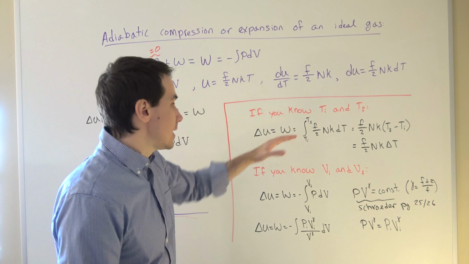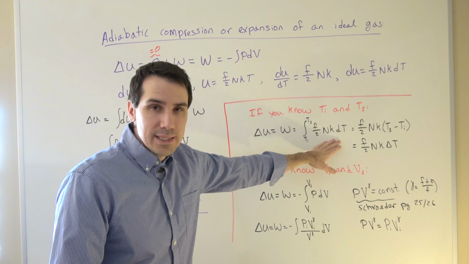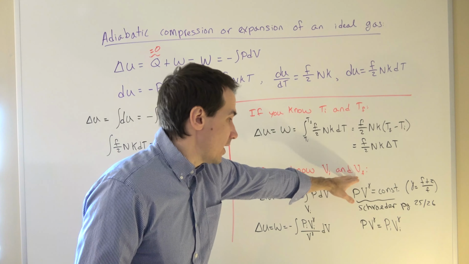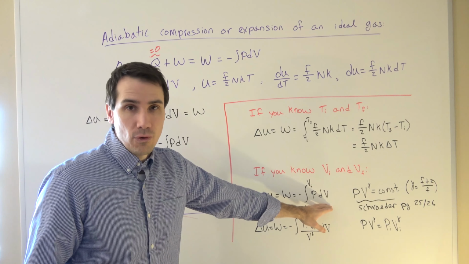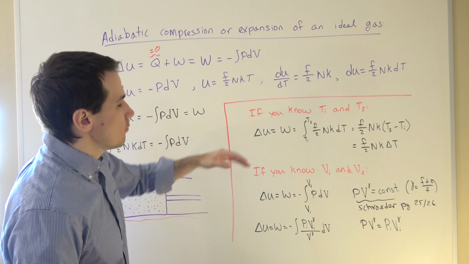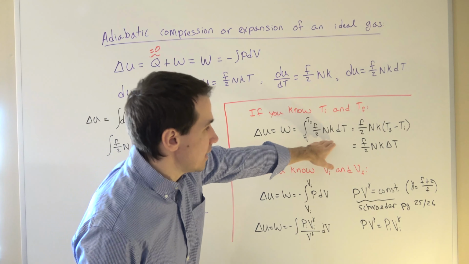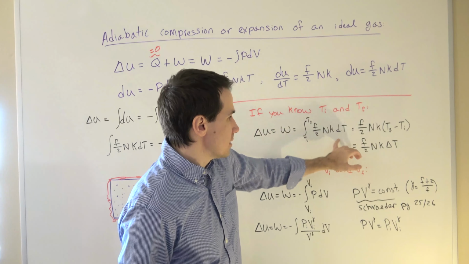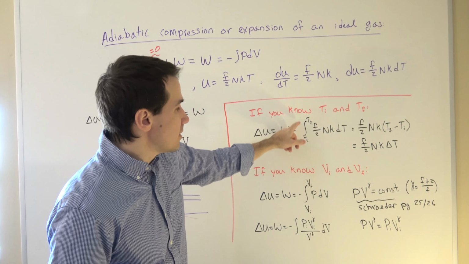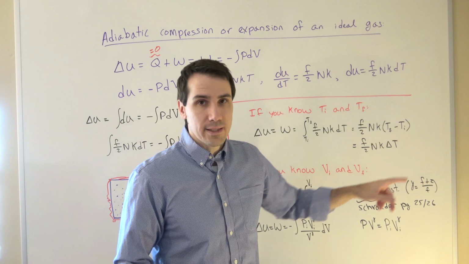If we are given the initial and final temperature, we can take an integral over dT. If we are given the initial and final volume, we can take an integral over dV. Okay, first with the temperature. Taking this integral, we just end up with a T. Applying our limits of integration, we get f over 2 Nk times T final minus T initial.